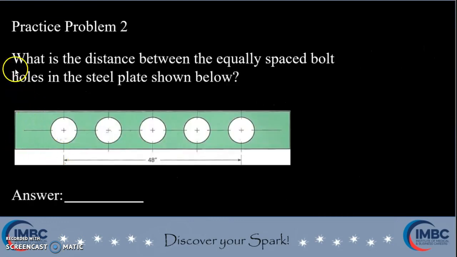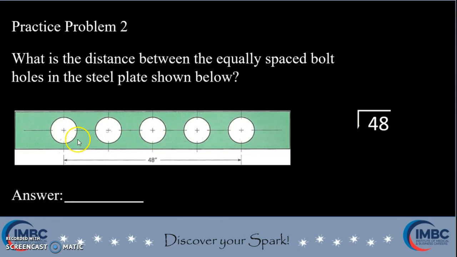Okay, we have a diagram. It says, what is the distance between the equally spaced bolt holes in the steel plate shown below? So we're looking at the diagram. We can see 48 inches between center of bolt hole 1 and then the last bolt hole. So 48 inches. We can see that this could be 5 bolts. And so we know equally we have a hole and we're going to divide. So we're going to divide 48. So now we've got to determine what we are going to divide into 48. Many of you might say, hey, there's 5 holes, so let's divide by 5. But it's not about the holes, it's about the space between the holes.